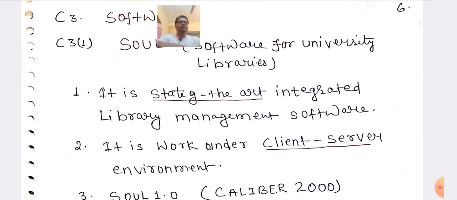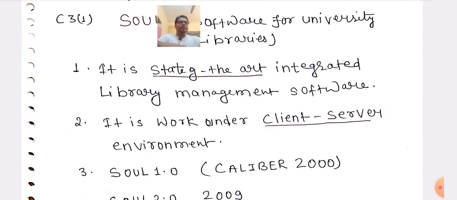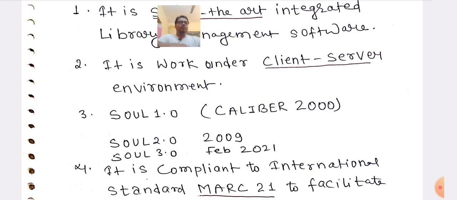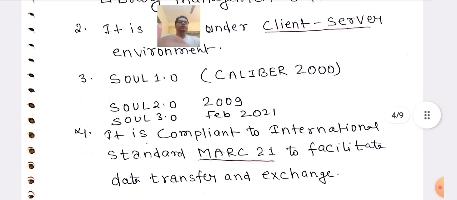Why is it called a state-of-the-art integrated library management software? Because it is highly developed software which helps to manage all the library work. It works under a client-server environment. SOUL 1.0 was established in Caliber 2000, SOUL 2.0 came in 2009, and SOUL 3.0, the latest version of SOUL, came in February 2021.